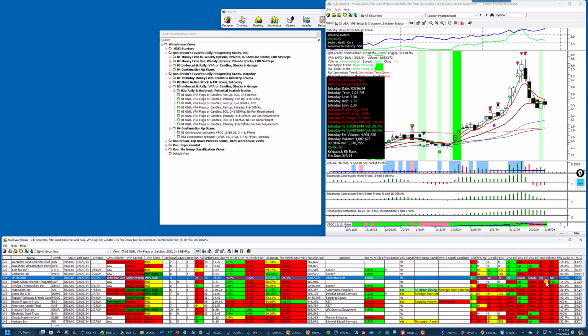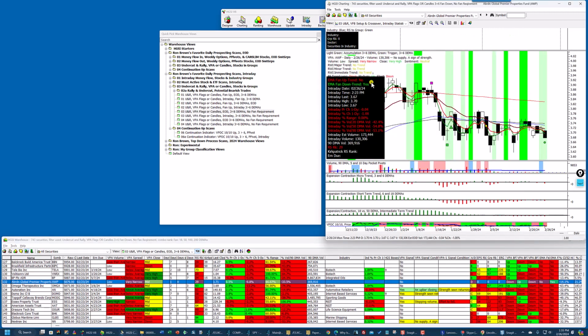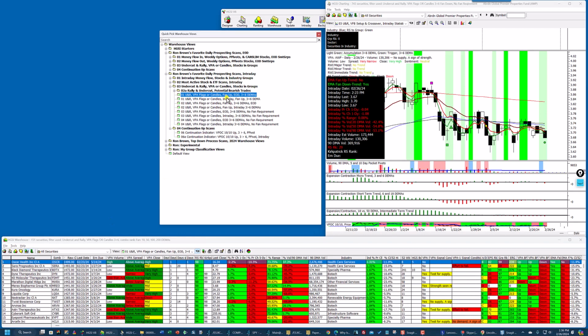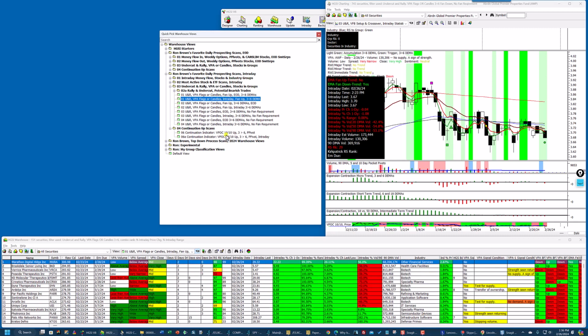Here's one right here. Now on this one, it says the fan is up, fan uptrend, no, fan downtrend, yes. So it's in a downtrend. That information's over here in this column. But if you're looking for stocks that are pulling back and then setting up, use these right here with the fan up. And once again, you can sort on intraday if you want to.